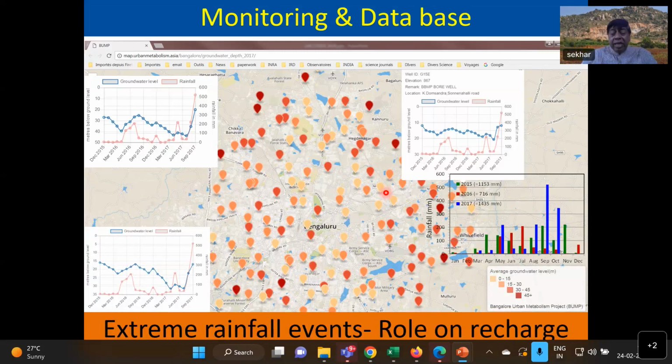So we created a nice monitoring network. If anyone is interested, you can type Bangalore groundwater levels. It will take you there, and you can see the water levels online.